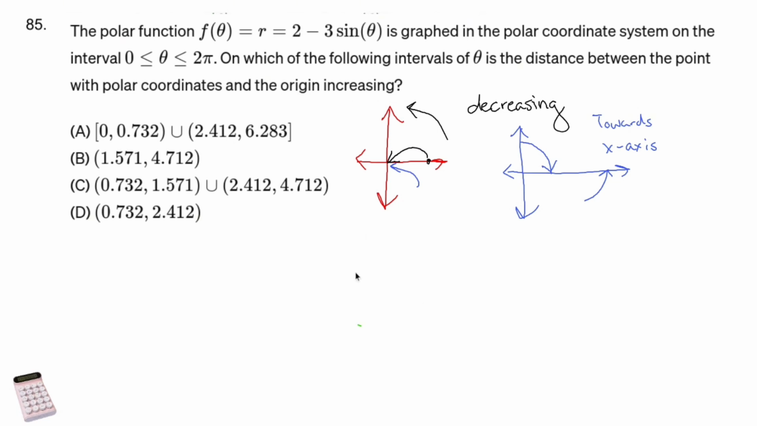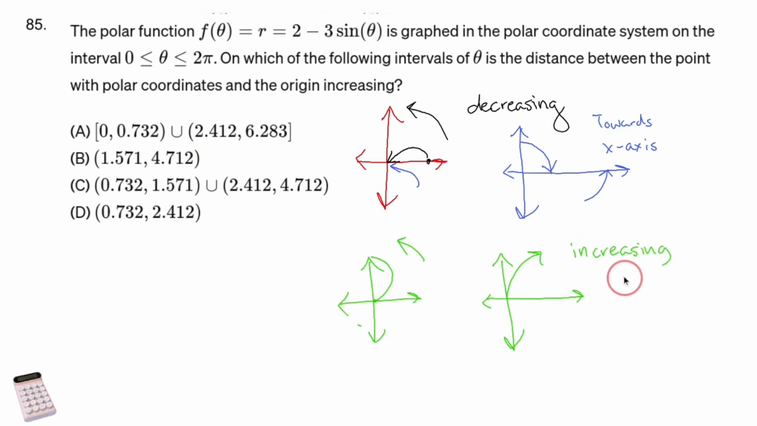We want increasing. So what that could look like is maybe you have a polar graph and maybe you start at 0, 0, and as you move clockwise, it kind of gets larger like that. What that looks like is, again, you start at 0, 0, and you're moving away from the x-axis. So that is an example of increasing. So we need to find out where we're moving away from the x-axis. It could look like that, or it could look like that.